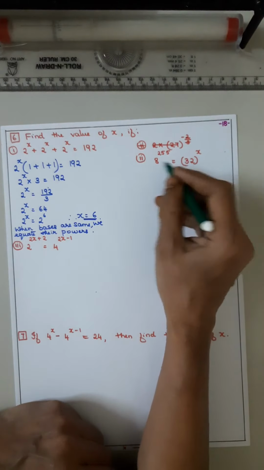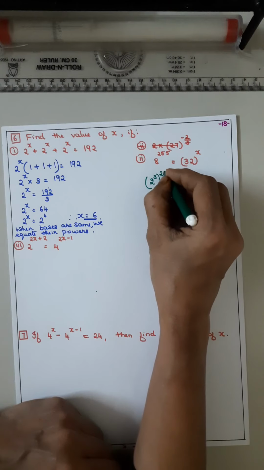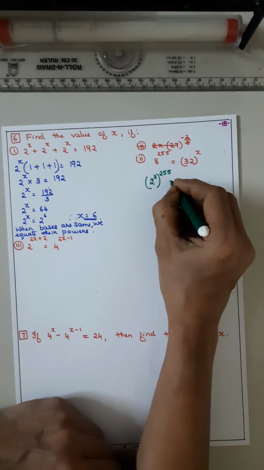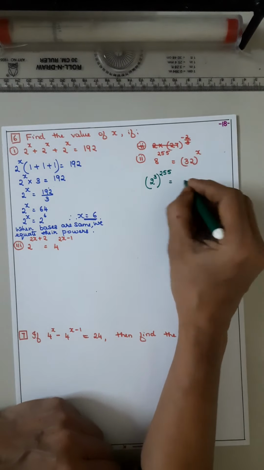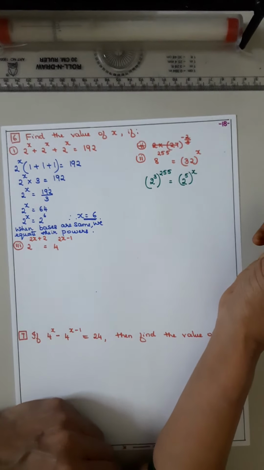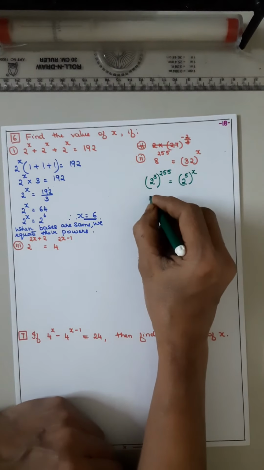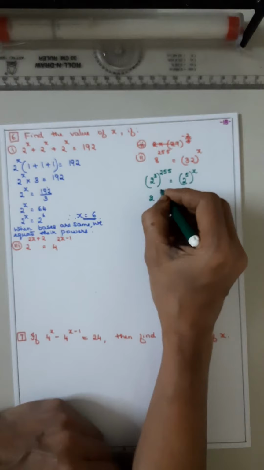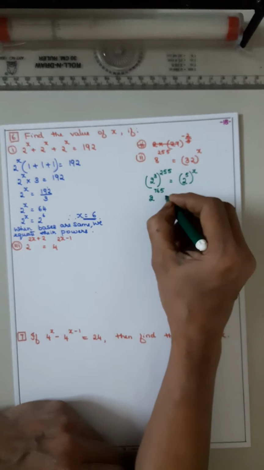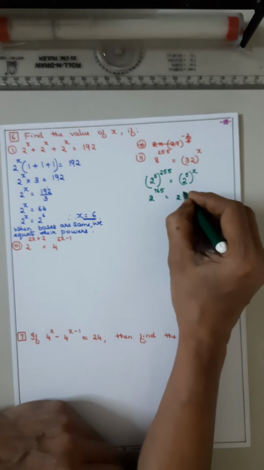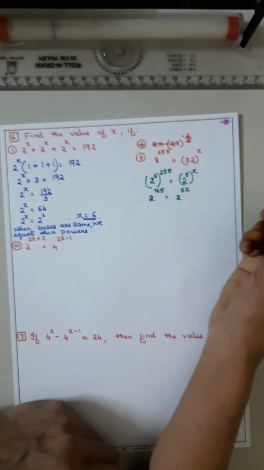That means 2 to the power 3 raised to 255 is equal to 32, which can be written as 2 to the power 5, raised to x. Now 2 to the power 3 times 5 is 15, 3 times 5 is 15, 1 carry 16, 3 times 2 is 6, 7. Now it became 2 to the power 5x.